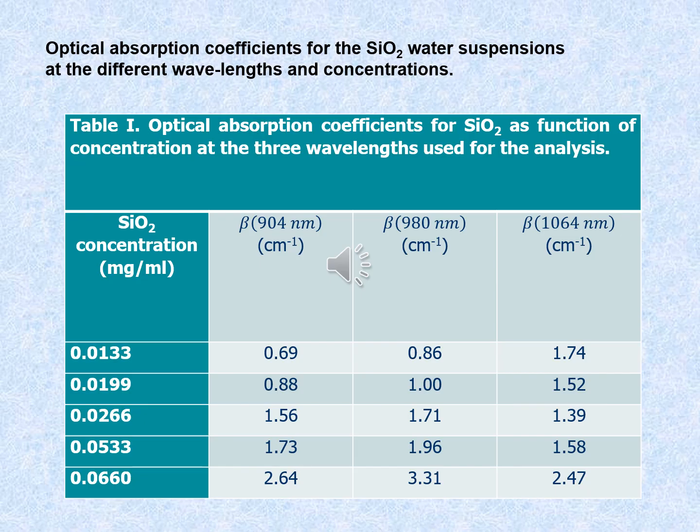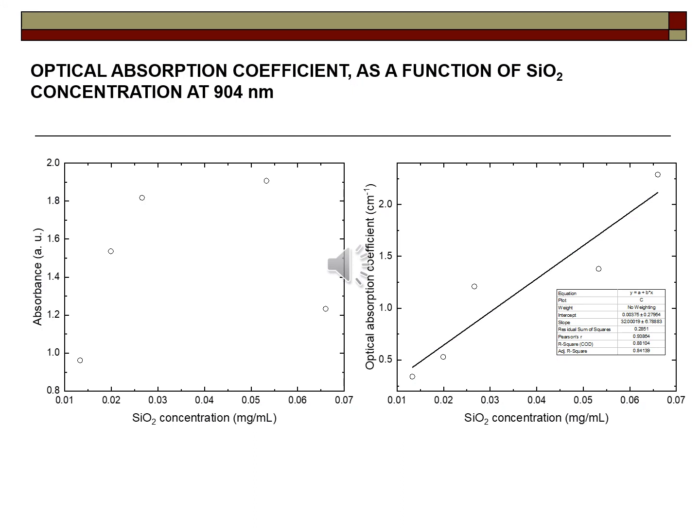This table summarizes the optical absorption coefficients for all samples at the 3 different wavelengths. The absorbance for all samples at 904 nanometers and at 980 nanometers were measured using a conventional spectrometer. The plot at the left side shows the behavior of this parameter as a function of the silica concentration.